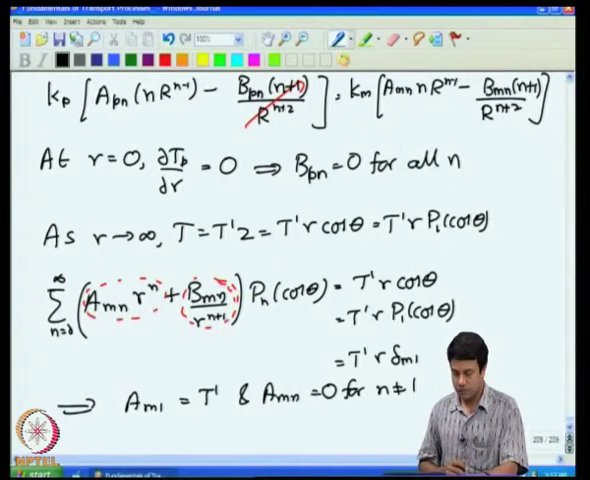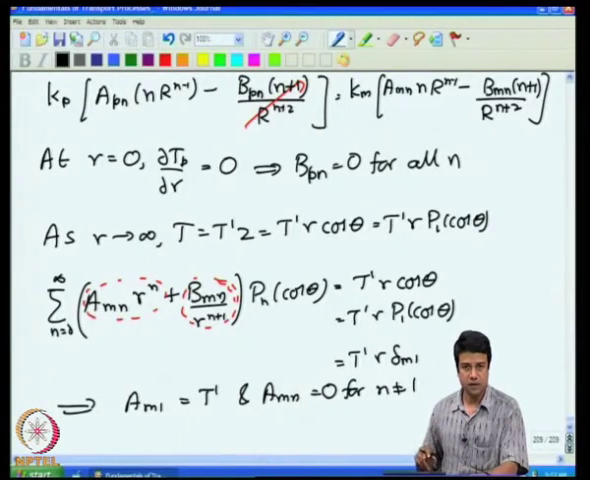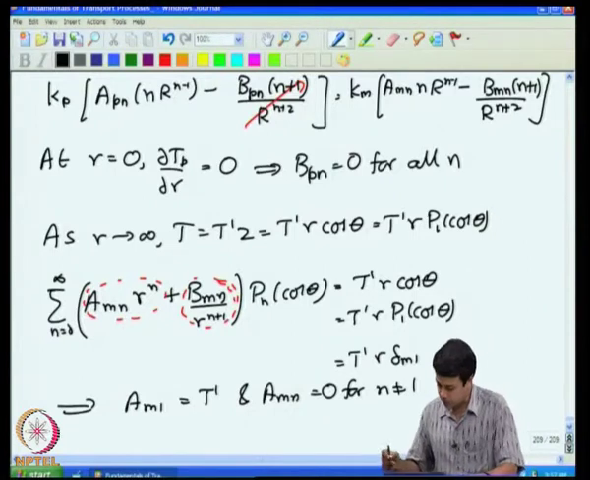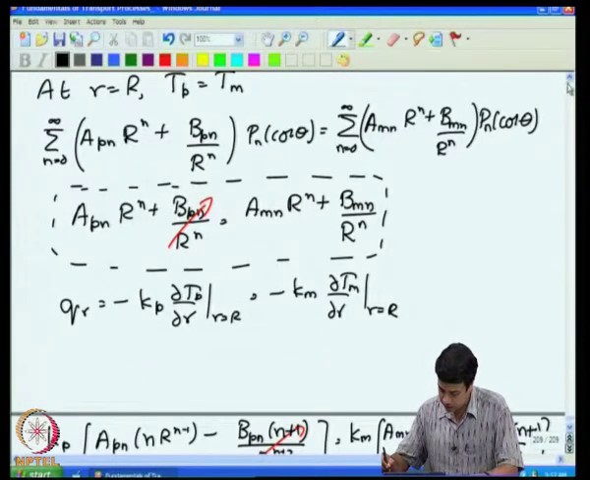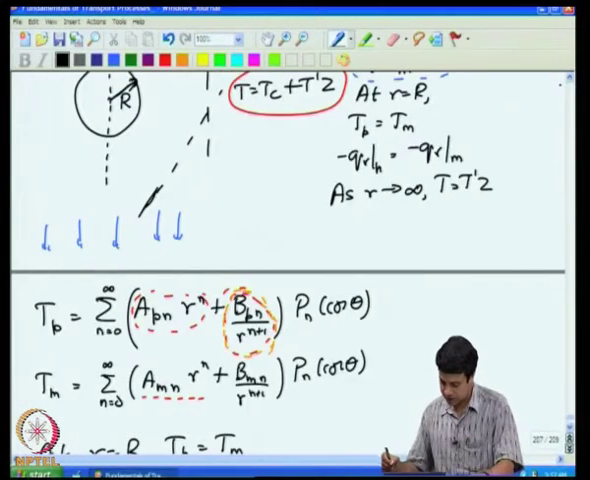So, from the symmetry boundary conditions at r equal to 0, B_pn was equal to 0. From the orthogonality relations as r goes to infinity, A_m1 is non-zero, it is equal to T'. All other coefficients are equal to 0. So, let us put this into the conditions that I had for the temperature and the flux.